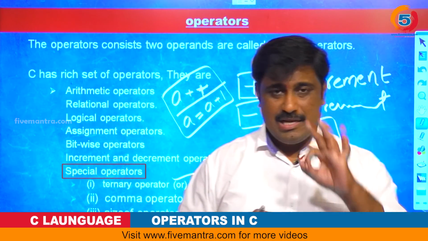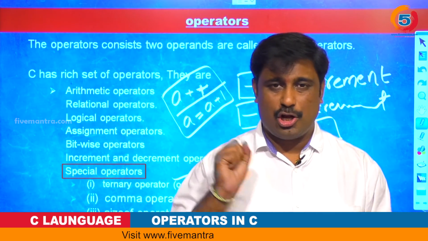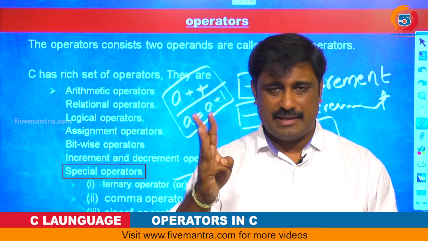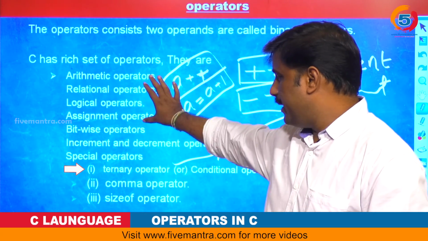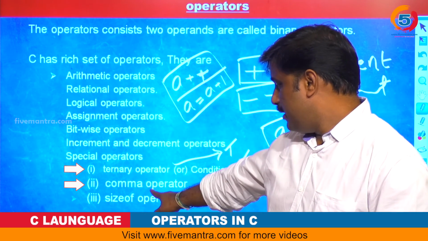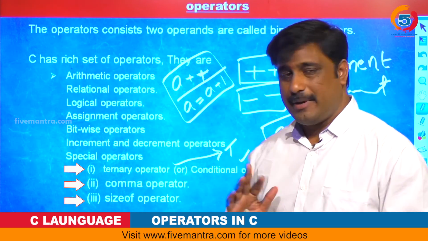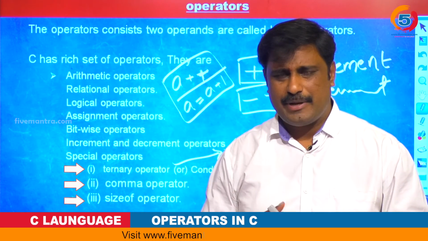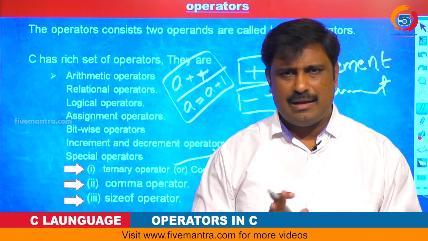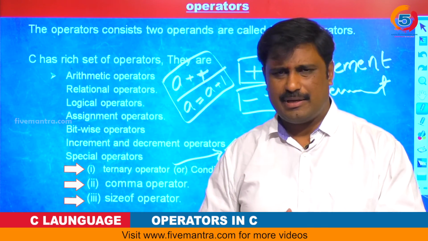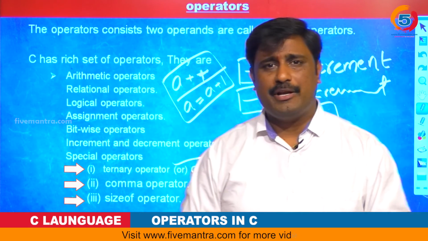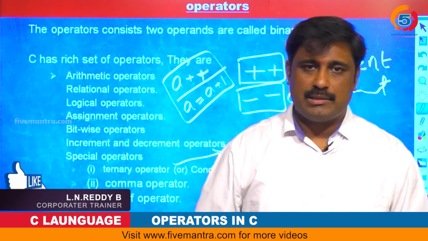As I already said, we have three types of operators based on operands: unary, binary, and ternary. These are all binary except the ternary, comma, and sizeof operators. These are specially designed for particular tasks, and we will discuss these operators elaborately.